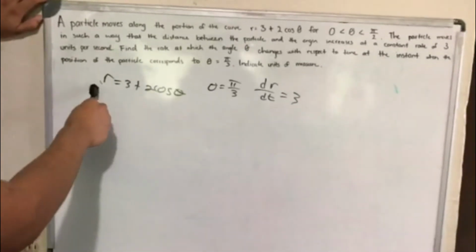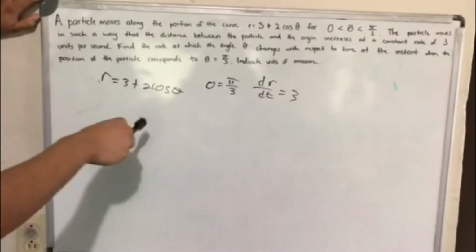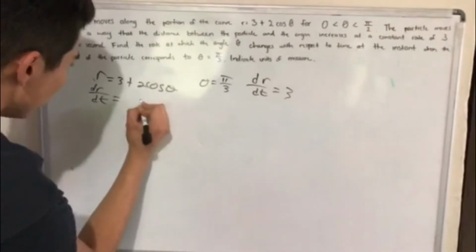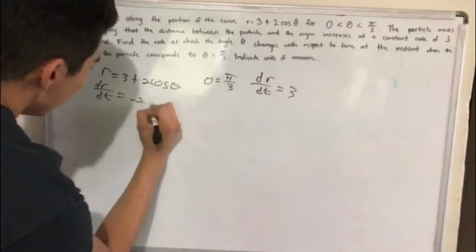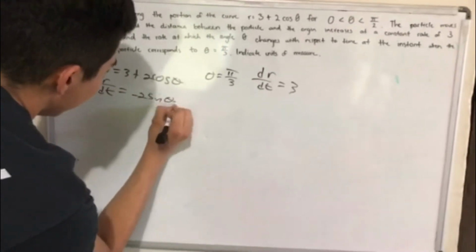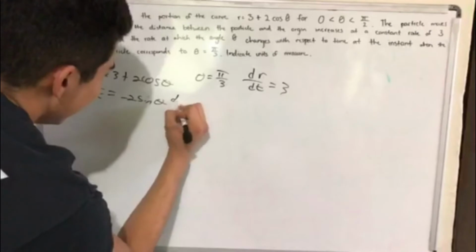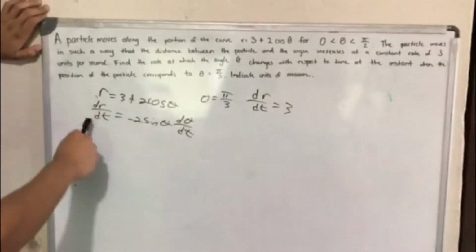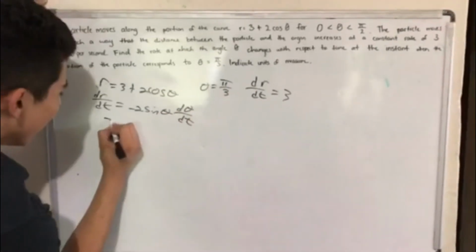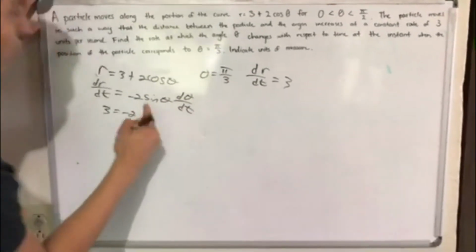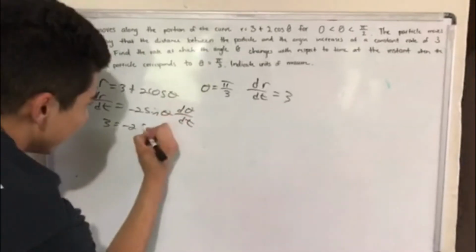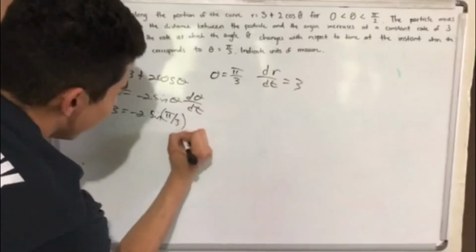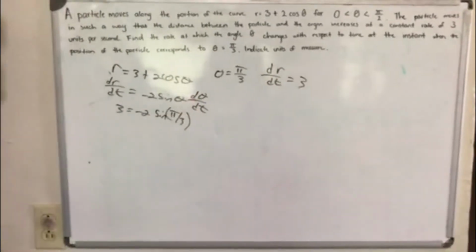So you find the derivative of r, which is dr/dt equals negative 2 sine theta times d theta/dt. And from this they give you dr/dt, which is 3, negative 2 sine theta. They give you theta, which is pi over 3, and then you want to look for d theta/dt.